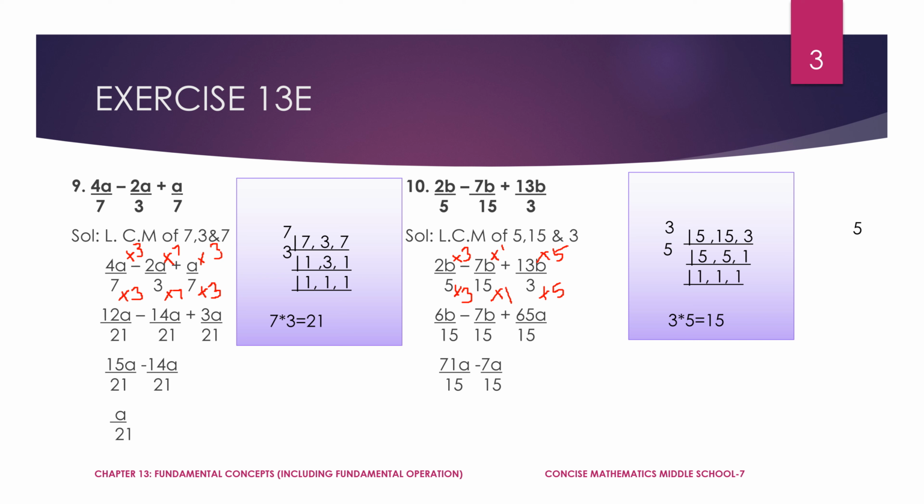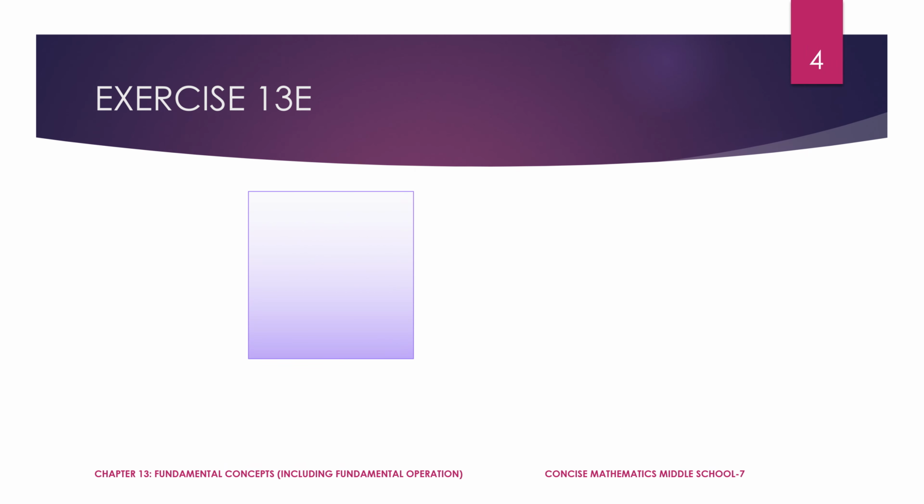Sorry children, I have made some typing mistakes. It's b. I have written as a. It's b, and even here it's not a, it's b. It's b. Because here it's completely b, right? Okay. Now subtract, 71 minus 7. It will be 64b by 15, right? Let's move on to the 11th question. This is our 11th question.